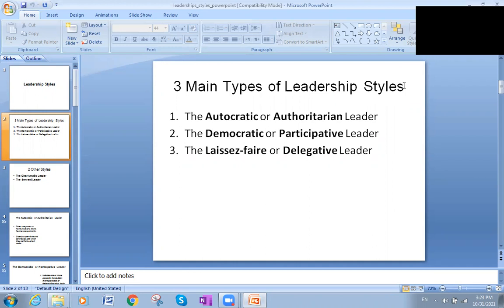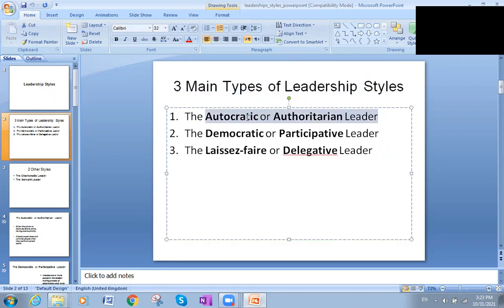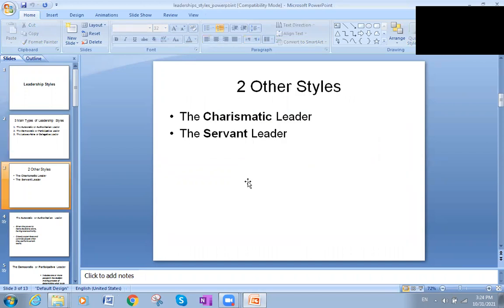So the main types of leadership styles, which we had a previous lecture about, are the autocratic and authoritarian leader, the democratic or participative leader, and the third was the laissez-faire leader, or delegative, which means he delegates the power, or uses decentralization in most of his decisions. He does not make the decision alone, but others help him and participate with him in the decision. All the staff and the team members participate with such a leader in his decisions.